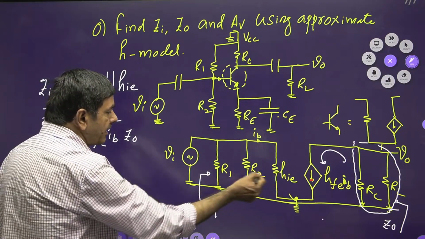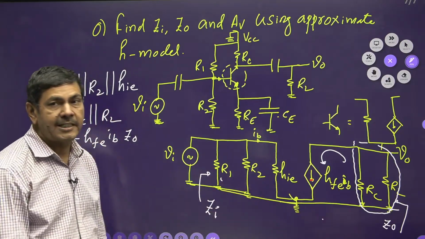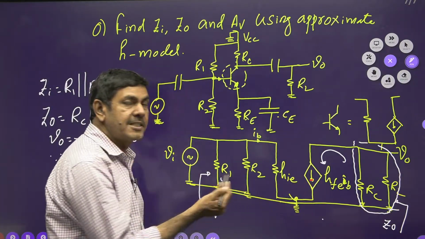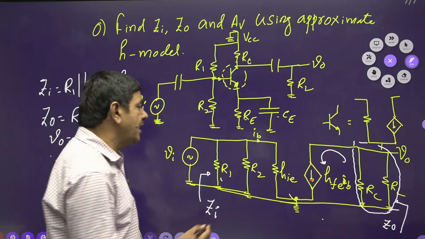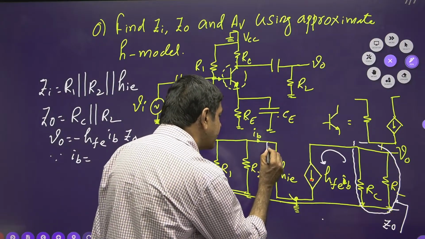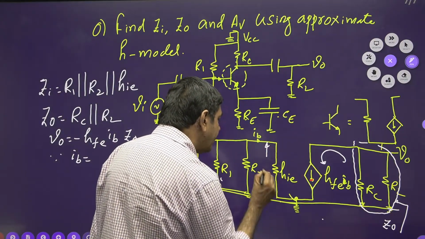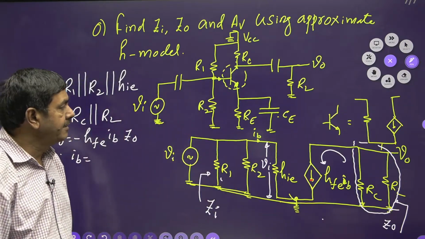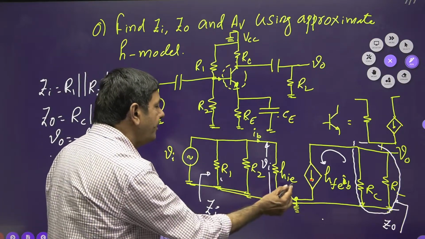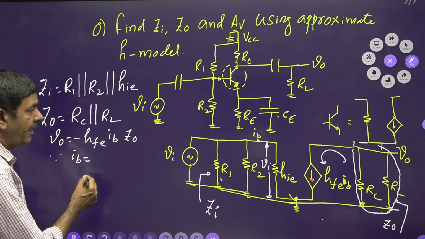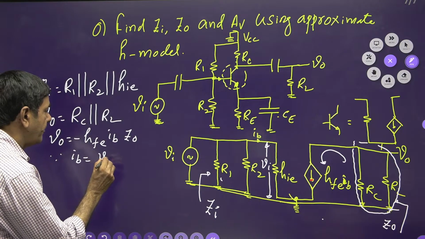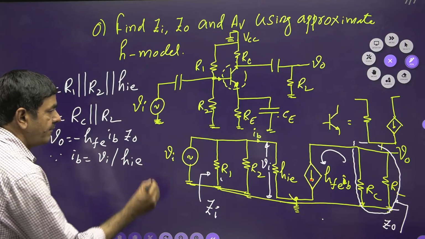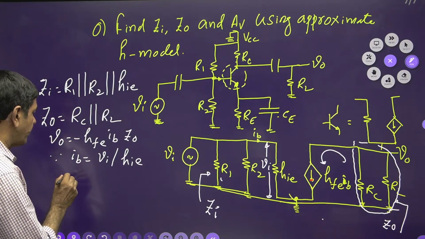But these are all connected. R1, R2 and hIE are connected in parallel. Whenever these are all in parallel, the voltage will be the same. So the voltage across hIE can be taken as the same Vi. I can take this also Vi only. So I can get IB is nothing but Vi by hIE. I can write IB equal to Vi by hIE.